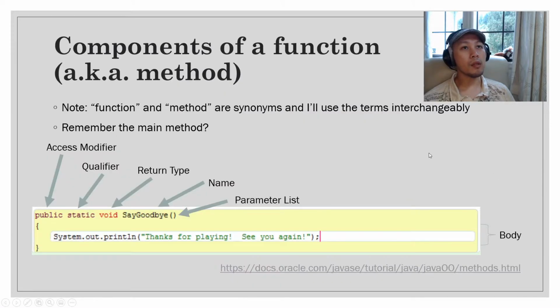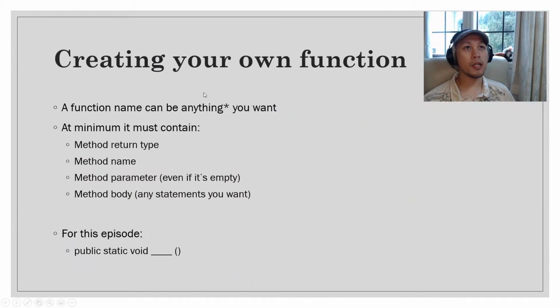Anyway, so let's get into it real quick. Let's talk about creating your own function. And again, a function name can be anything you want. There are some restrictions similar to the restrictions to variables, and one of the clear restrictions is that the function name cannot have spaces in it. But at minimum, you must have a return type, the name, the parameter, even if the parameter is empty, and the method body.